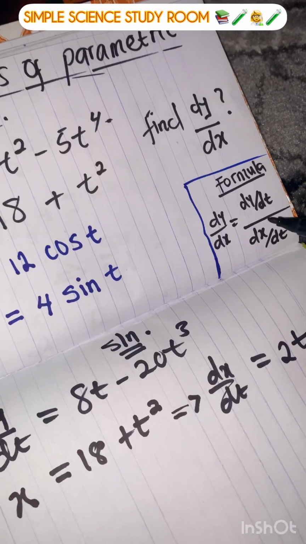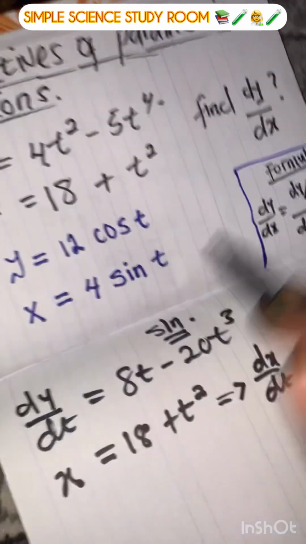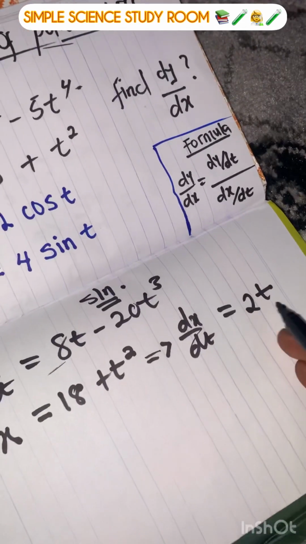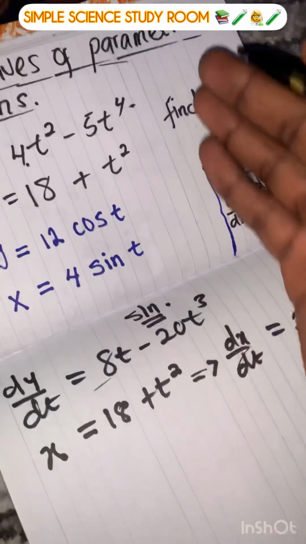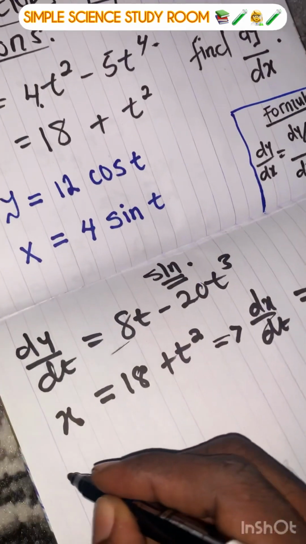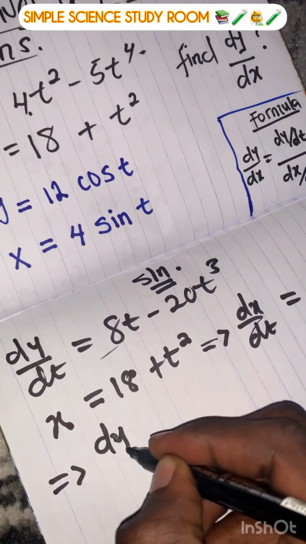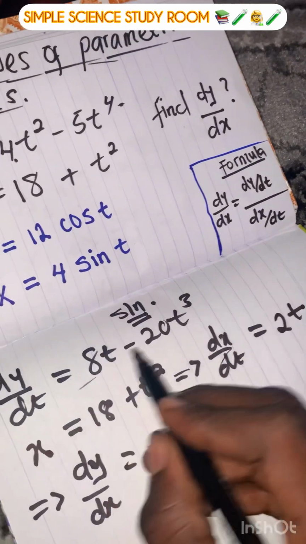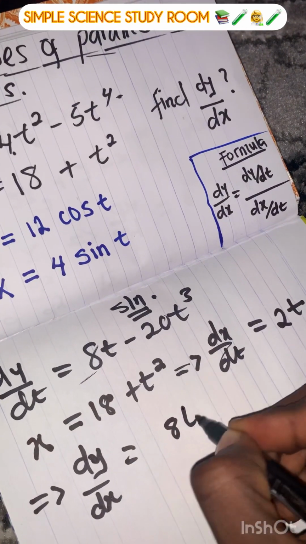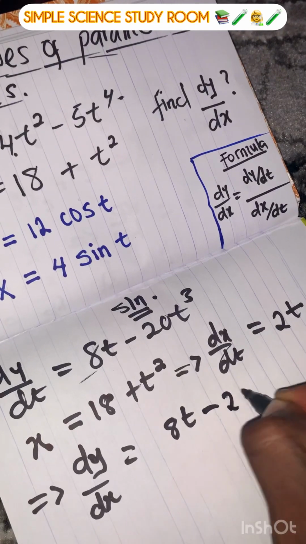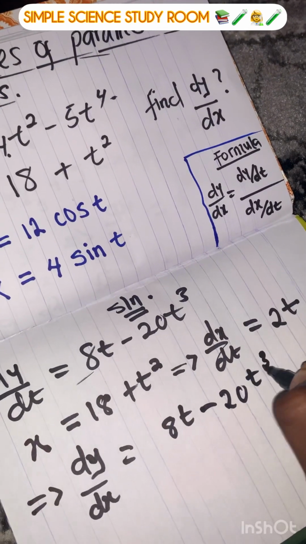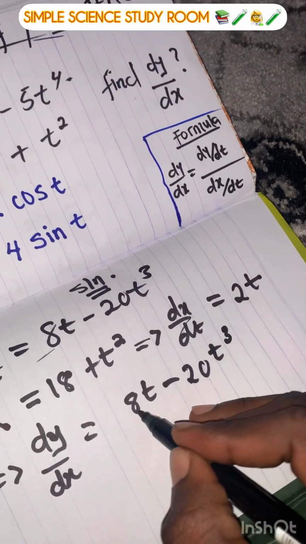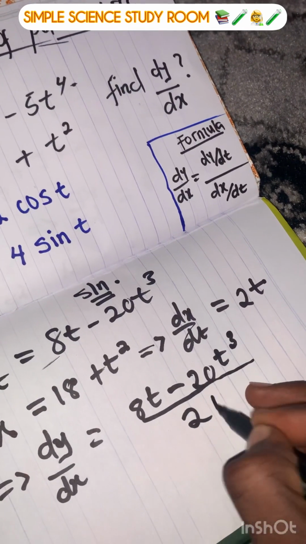So now, compared to this formula, dy by dx equals dy by dt divided by dx by dt, we have dy by dt here, and we have dx by dt here as 2t. So now we use this to find dy by dx. This implies that dy by dx would be, dy by dt is this, 8t minus 20t cubed, divided by dx by dt, which is this value, 2t.